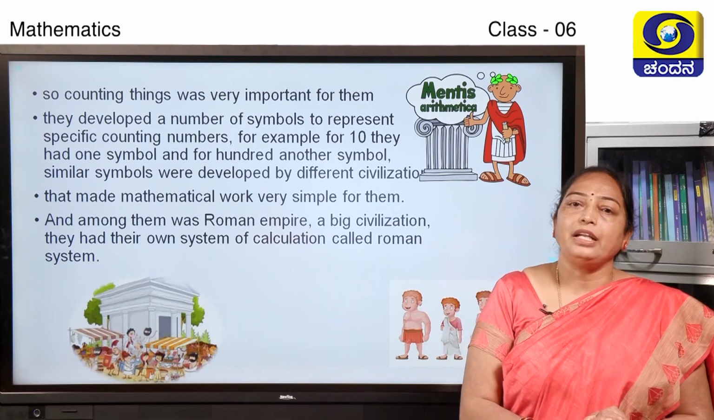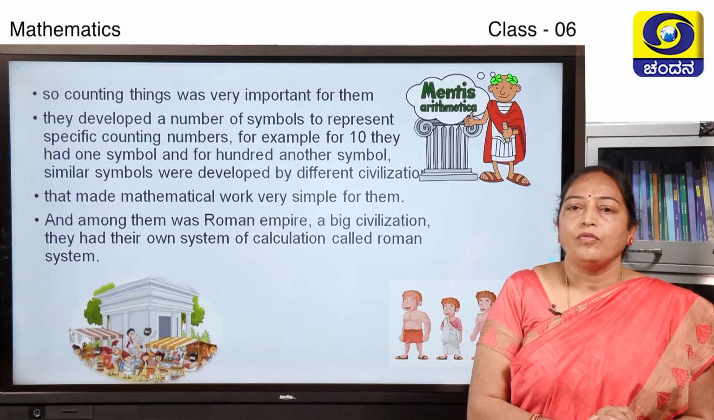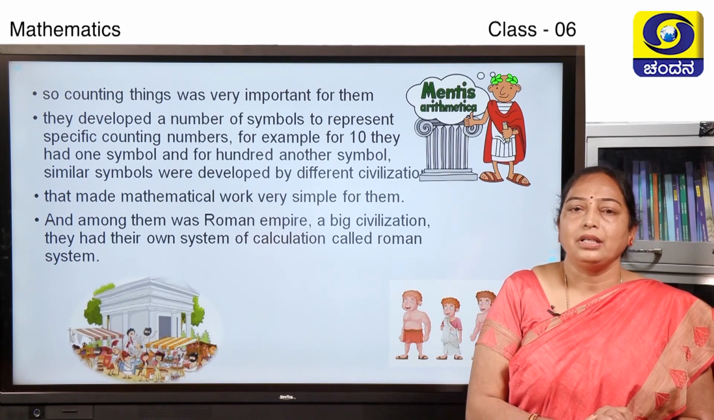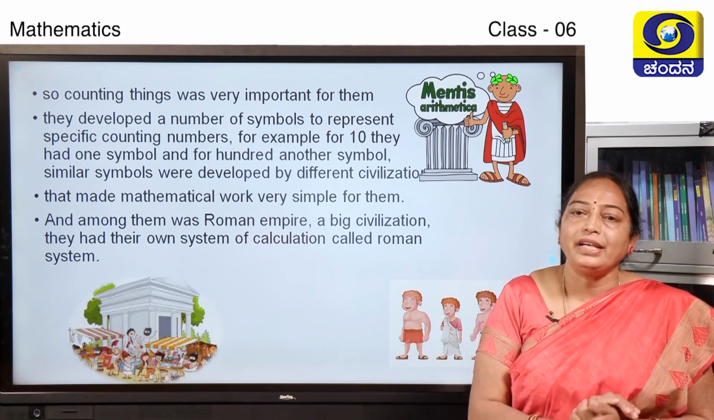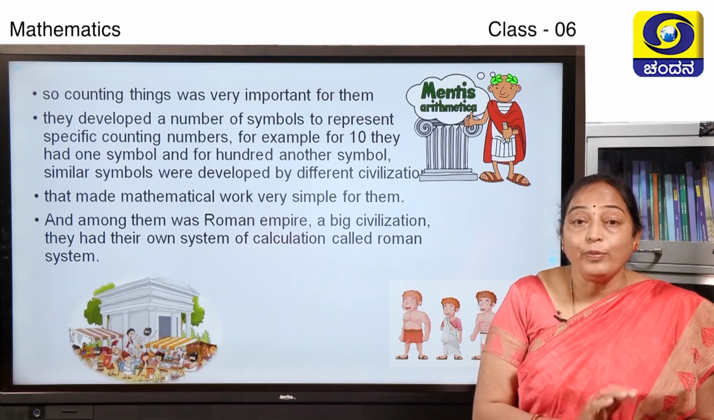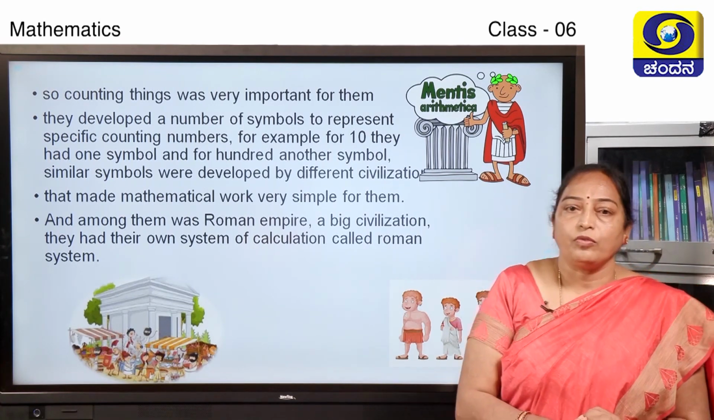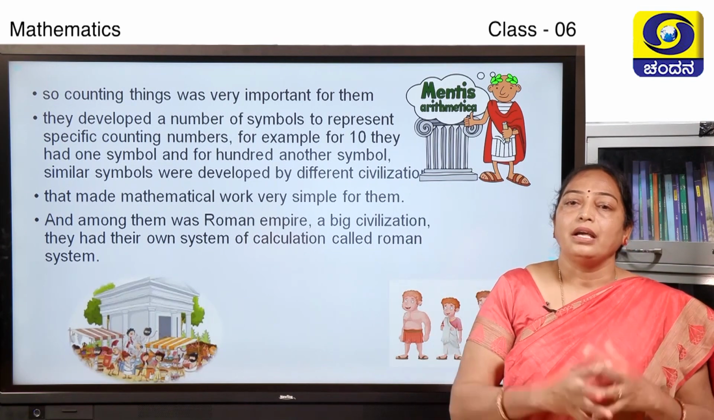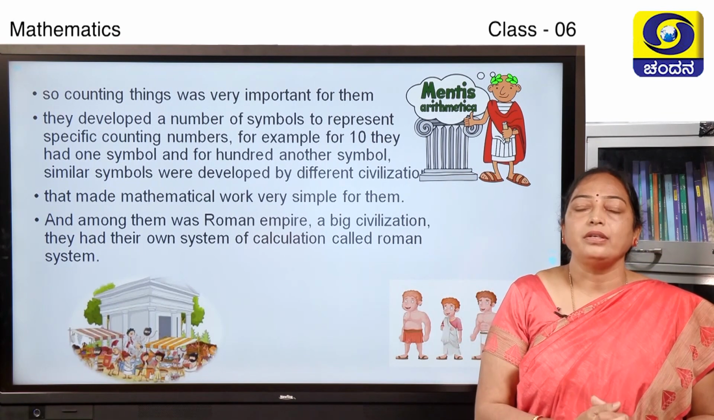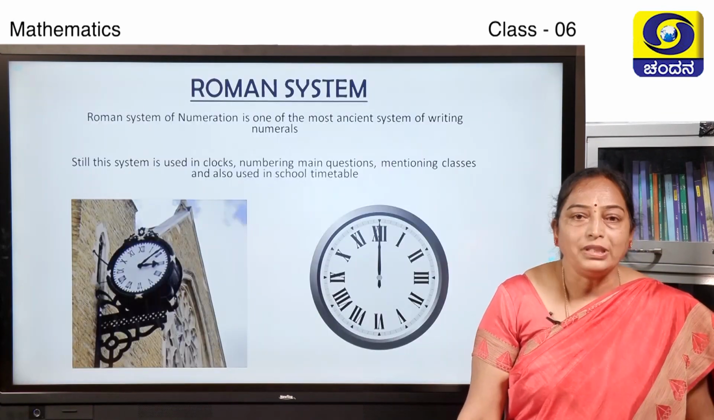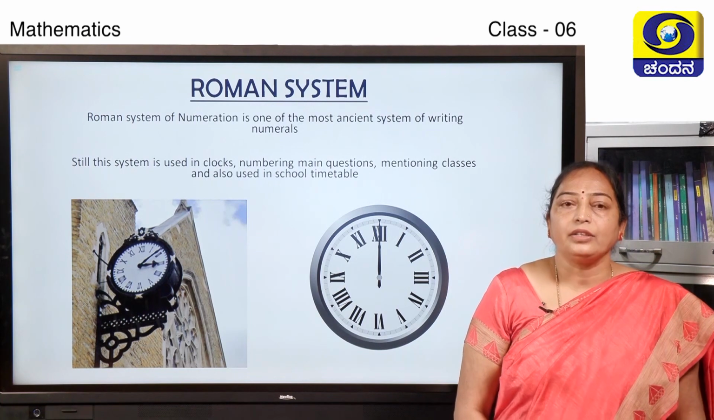They developed a number of symbols to represent specific counting numbers. For example, for 10 they had one symbol and for 100 another symbol. Similar symbols were developed by different civilizations. That made mathematical work very simple for them. Among them was the Roman Empire, a big civilization. They had their own system of calculation called the Roman system. The Roman system of numeration is one of the most ancient systems of writing numerals.